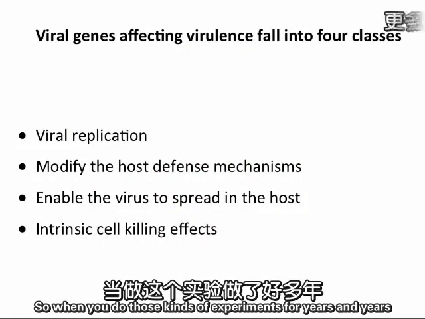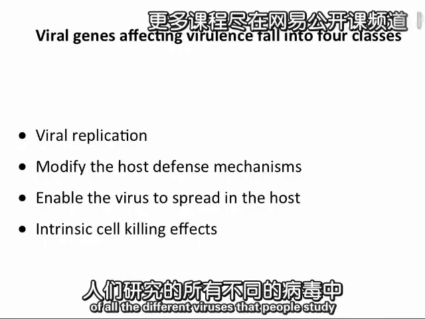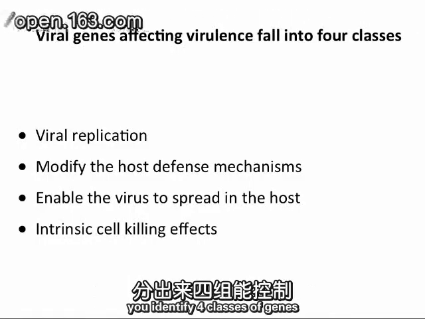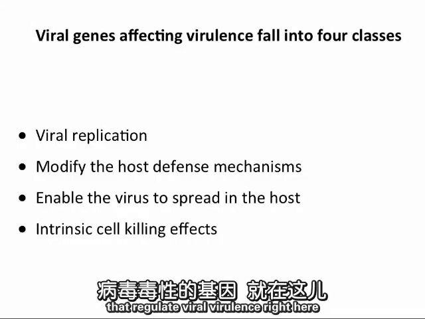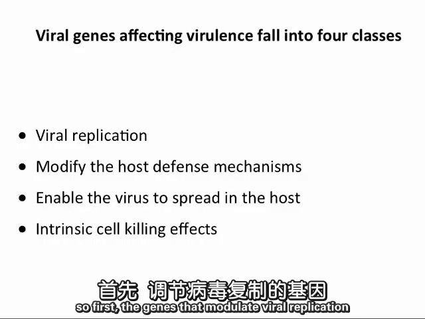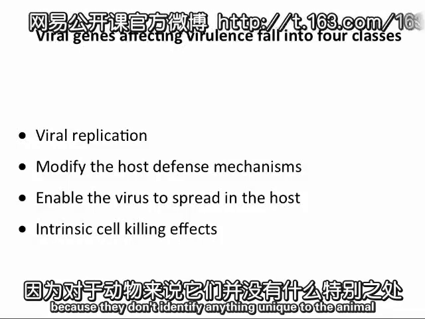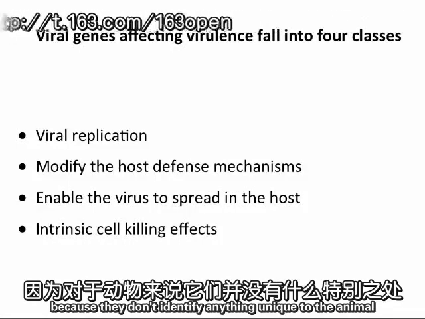So when you do those kinds of experiments for years and years over all the different viruses that people study, you identify 4 classes of genes that regulate viral virulence right here. So first, the genes that modulate viral replication, which, as I've said, are not very interesting because they don't identify anything unique to the animal.